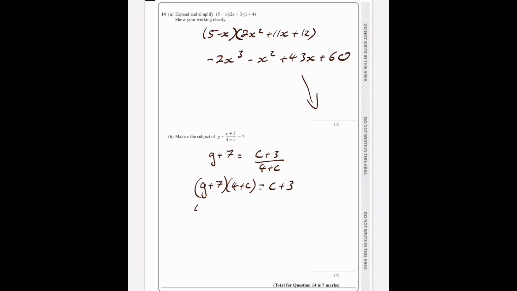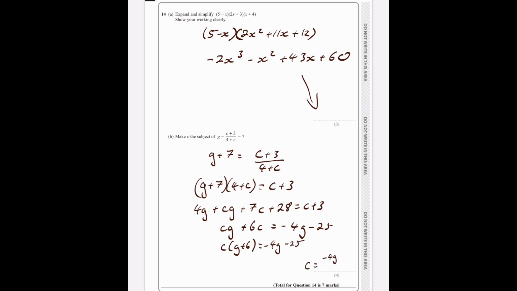Now I'm going to expand out the left hand side, 4g plus cg plus 7c plus 28. And then I am going to collect all the terms that involve a c on the left hand side and all of the terms that do not involve a c on the right hand side. And I'm going to factorize the c out. So c lots of g plus 6 equals minus 4g minus 25. And lastly, just divide by g plus 6. We get c equals minus 4g minus 25 over g plus 6. And we can see c is the subject.